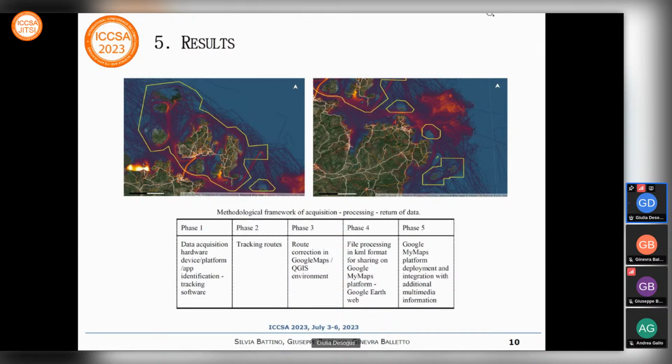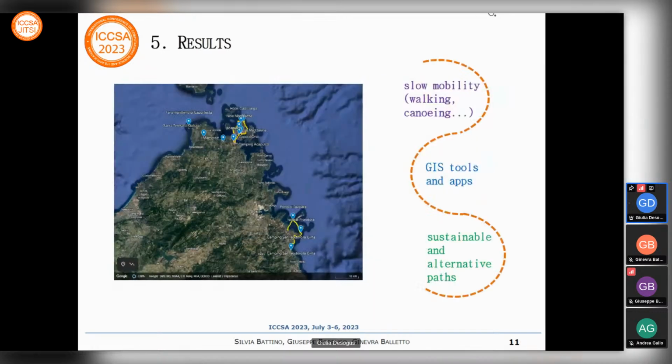Data acquisition on site was carried out between April and June 2022. The trips were carried out according to the slow philosophy, with a counter route in these two protected areas. The routes were tracked using a smartphone in order to trace them and then process them in a GIS environment and import them into the Google Maps environment, as well as for the further dissemination of the results.